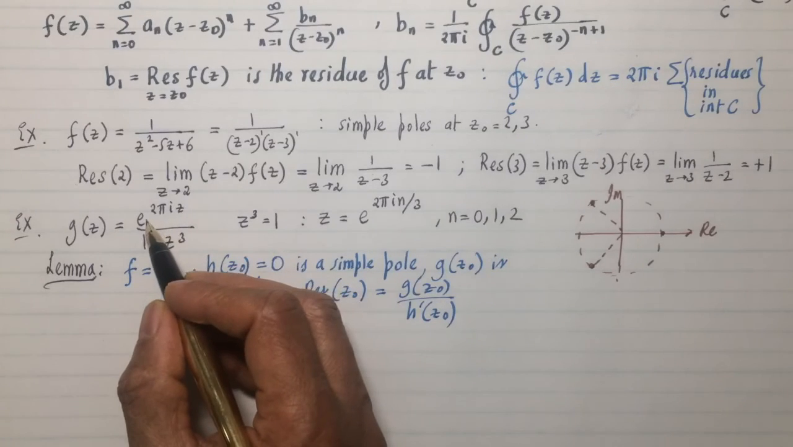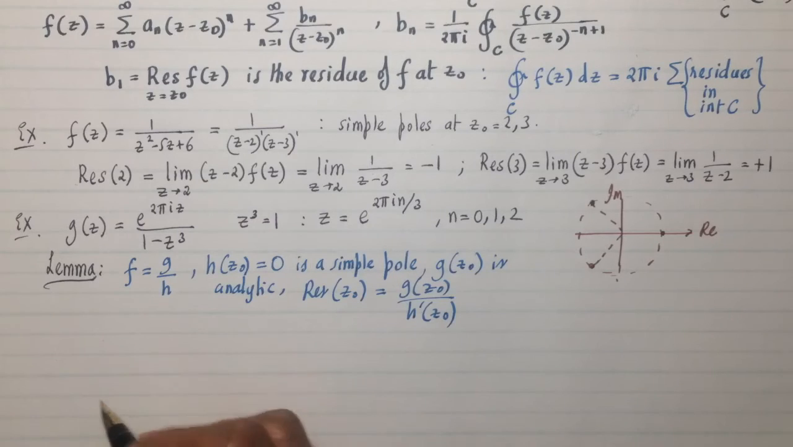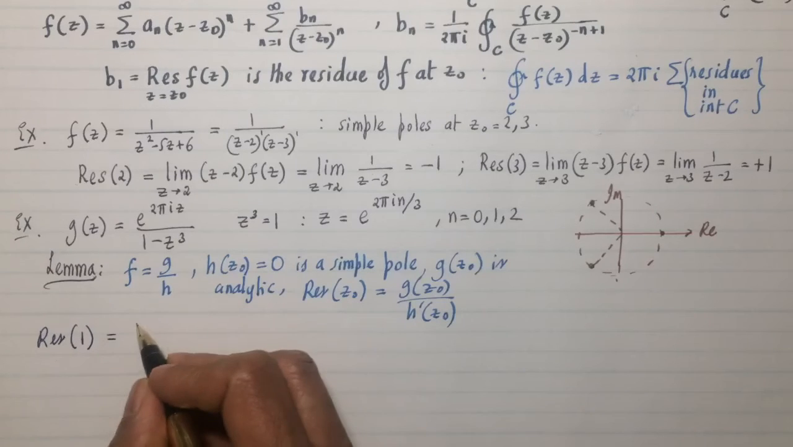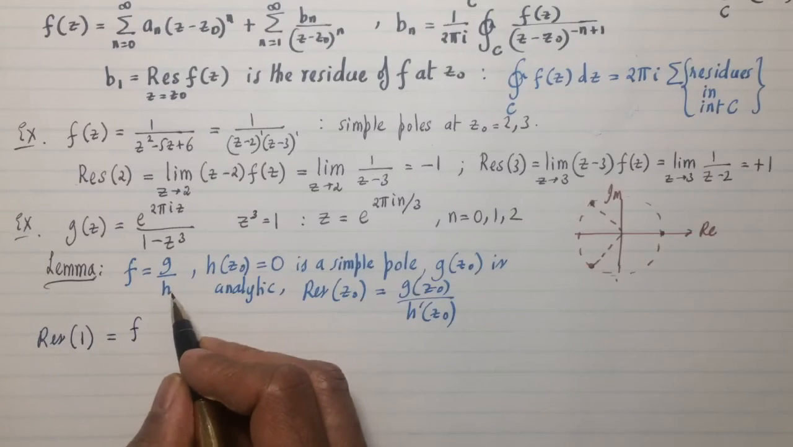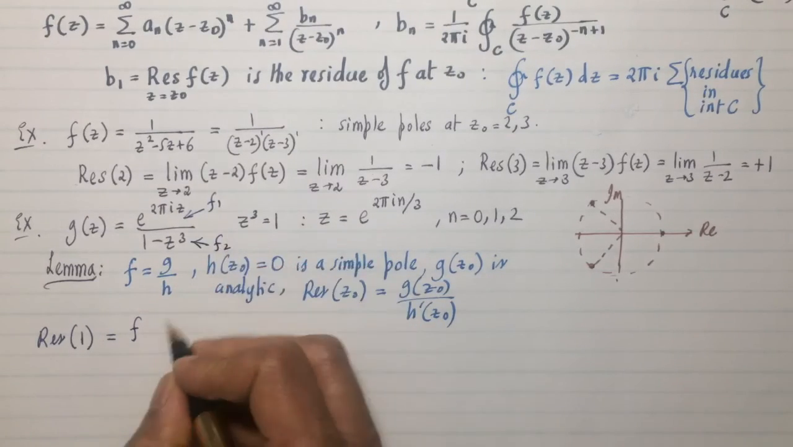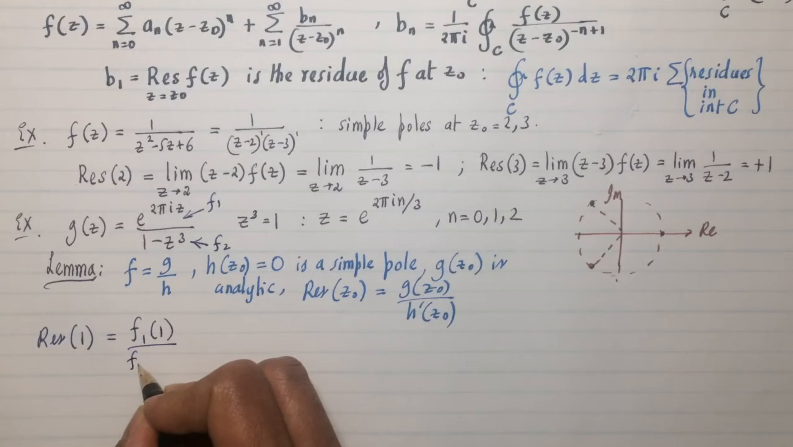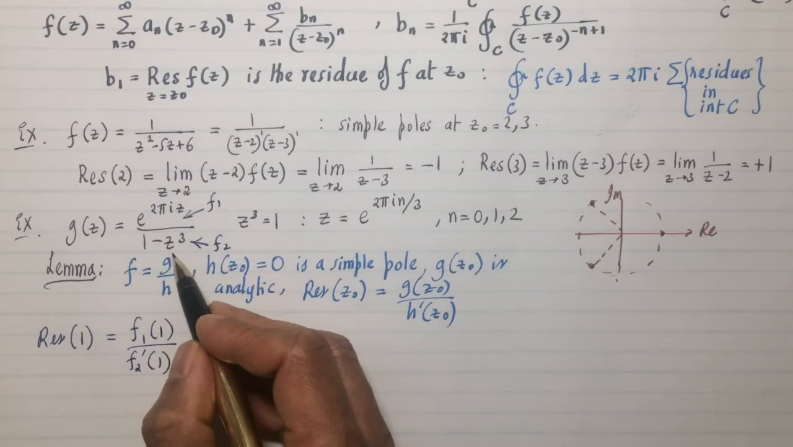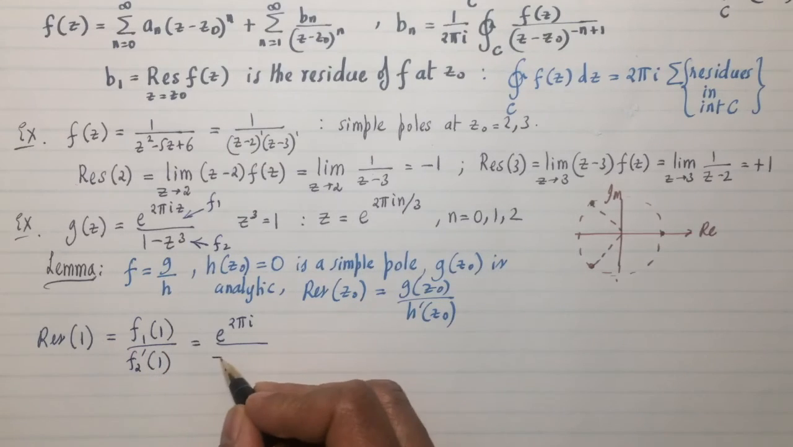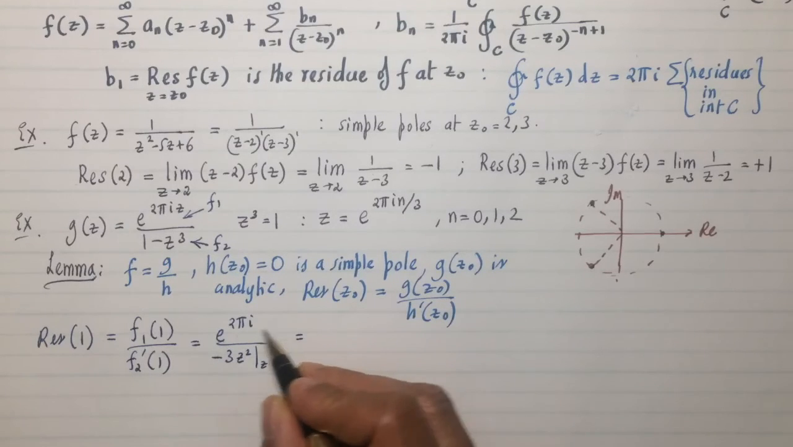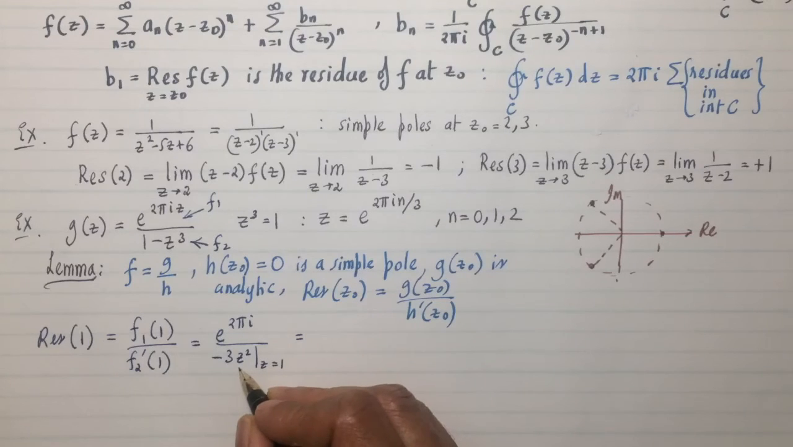G in this case is e to the 2 pi i z. So the first residue we have to compute is the residue at 1. Well, that's just going to be, let's call this function f1 and let's call this function f2, f1 at 1 divided by f2 prime at 1. f1 at 1 is just e to the 2 pi i because z equals 1, and f2 prime is negative 3z squared at z equals 1. So that just gives me e to the 2 pi i is 1, and so that's negative 1/3.